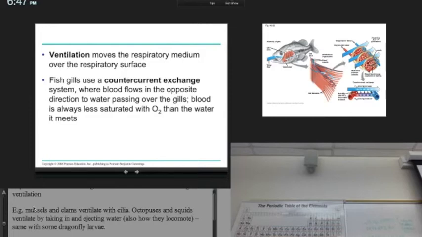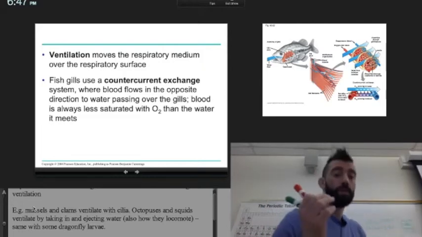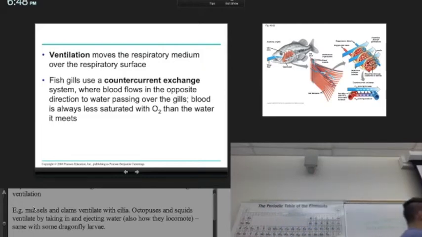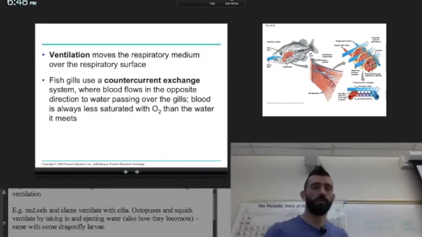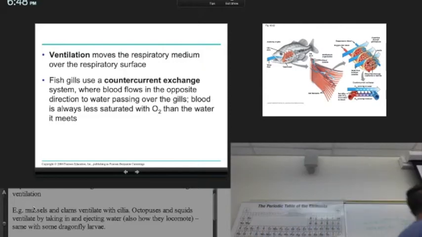Ventilation is the word we use to describe the process of moving respiratory media over respiratory surfaces. This can happen while you're locomoting, which happens a lot with fish, sharks, et cetera. They have to actually locomote to ventilate. By the way, that's not true for all sharks. Some sharks can be perfectly fine being still. They can still breathe. It's a common urban myth.